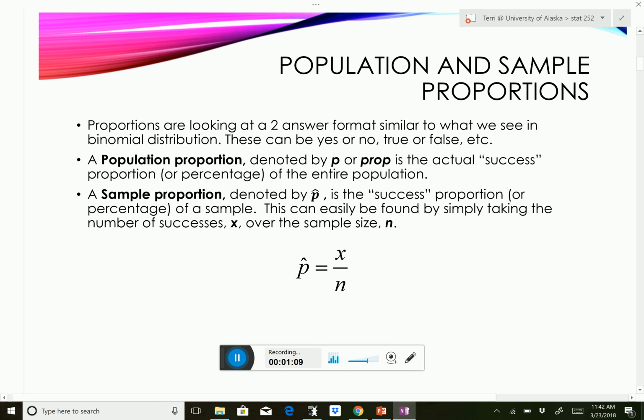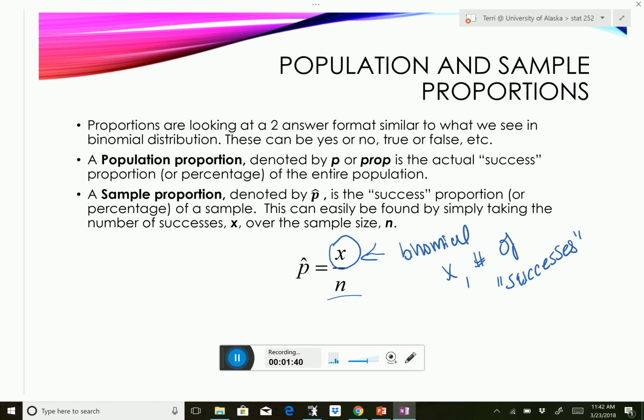So basically we say X, which is our binomial X, the number of successes, just like we did in binomial. And basically what we're doing is this P hat becomes kind of a scaled binomial because we just divide by n, the sample size. So at this point, we now have our P hat, and this is what we're going to be dealing with. This is our sample proportion.